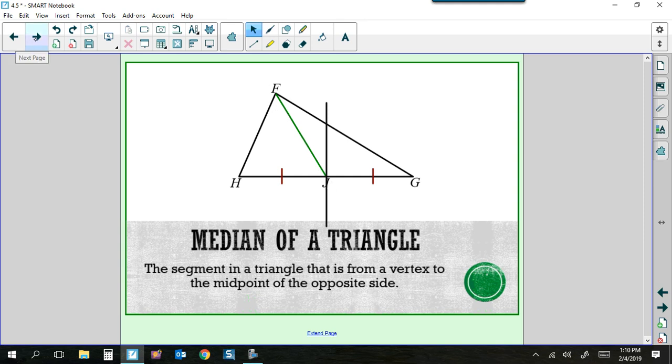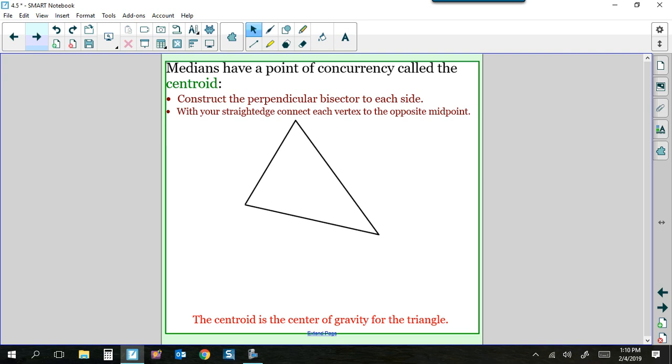So we can go ahead and do this. The point of concurrency where all of our medians intersect is going to be called the centroid. The centroid is going to be where all of our medians intersect. So we're going to go through the same process that we just went through. You're actually going to see your circumcenter if you actually draw out your perpendicular bisectors.